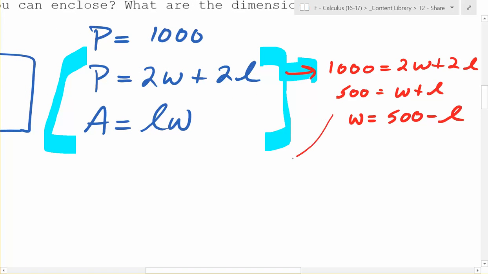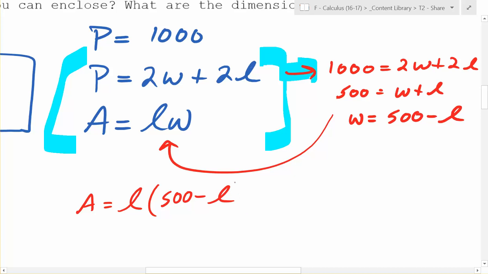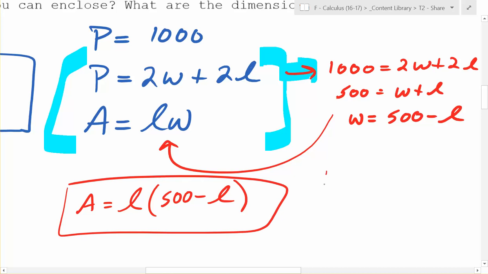What do we do with that now? Enter it back into the area equation. So what is area now equal to? L times 500 minus L. We now have an equation. What do we want? We want to maximize A, right? We want to find a maximum. So what do we need to take of this thing? We need to take the derivative.